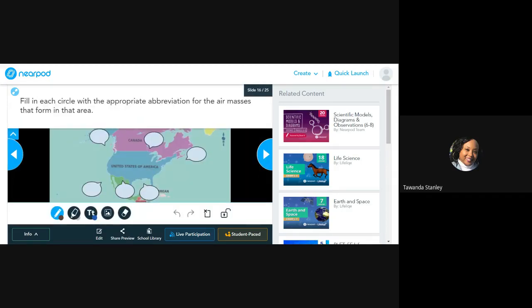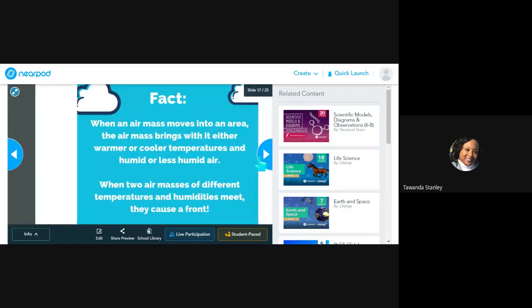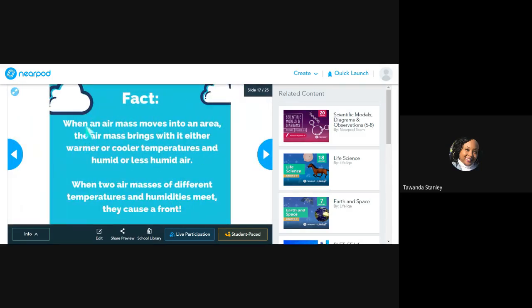This slide right here is just a review of what I just spoke about on the previous page. Now here is a fact. When air masses move into an area, the air mass brings with it either warmer or cooler temperatures and humid or less humid air. When two air masses of different temperatures and humidities meet, that causes a front.